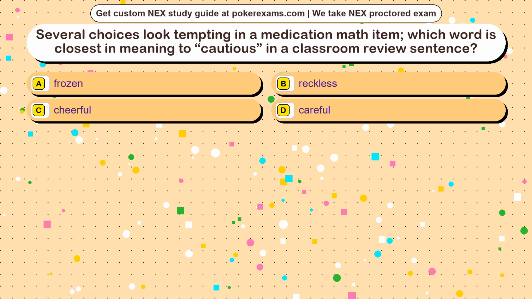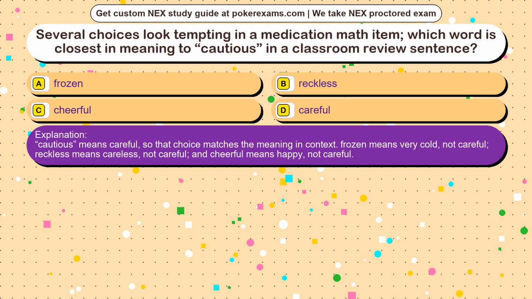The correct answer is option D. Cautious means careful, so that choice matches the meaning in context. Frozen means very cold, not careful. Reckless means careless, not careful. And cheerful means happy, not careful.